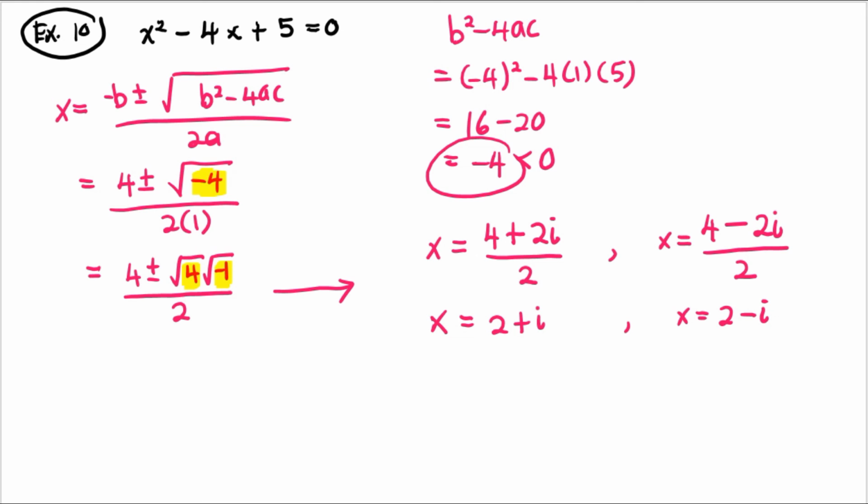So you have the complex roots, in the case where b squared minus 4ac is less than 0. So these are the answers. Right, so that's basically the quadratic equations.